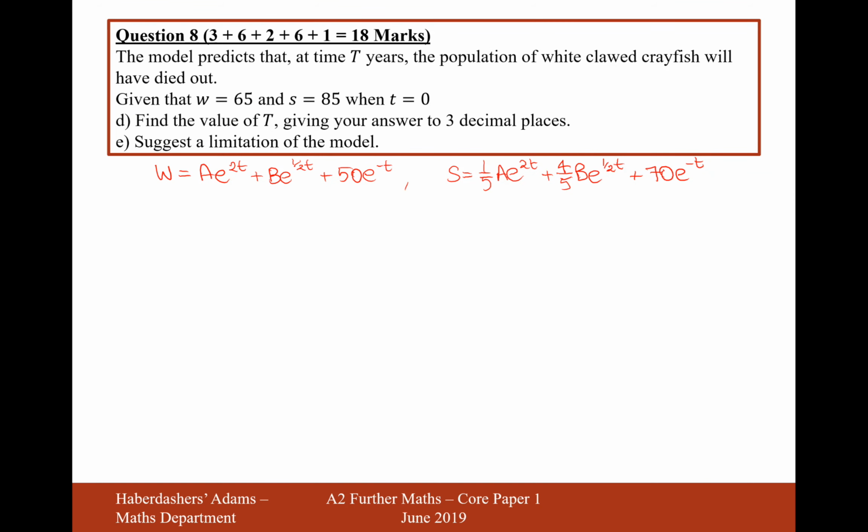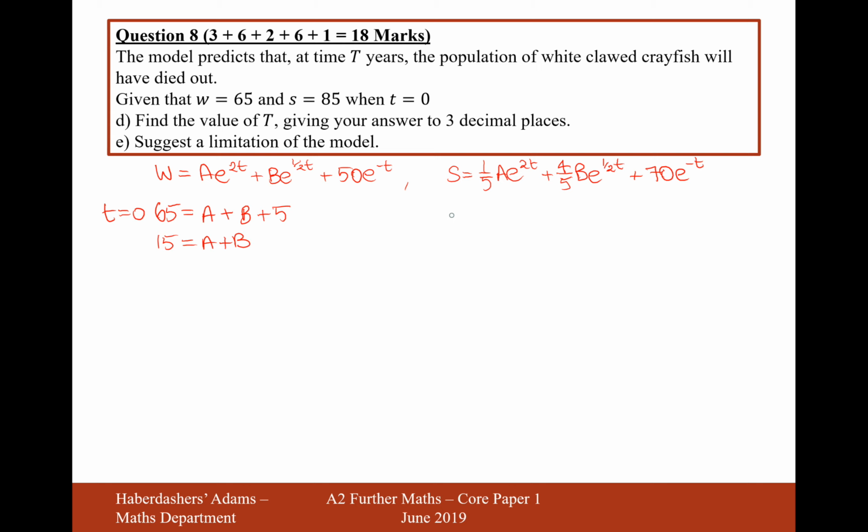Okay, so moving on to parts D and E, the model predicts that at time t years the population of white-clawed crayfish will have died out. Given that w equals 65 and s equals 85 when t equals 0, find the value of e to the t, giving your answer to 3 decimal places. So I think first of all we need to work out what a and b are. So when t equals 0, w equals 65, so it's going to be 65 equals a plus b plus 50, so therefore 15 is equal to a plus b.